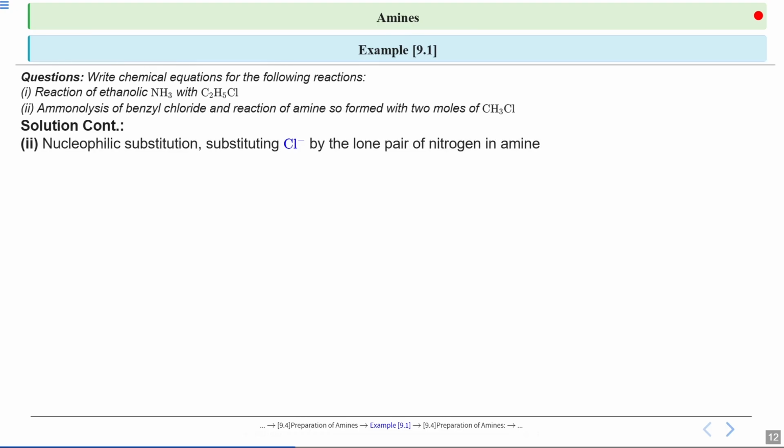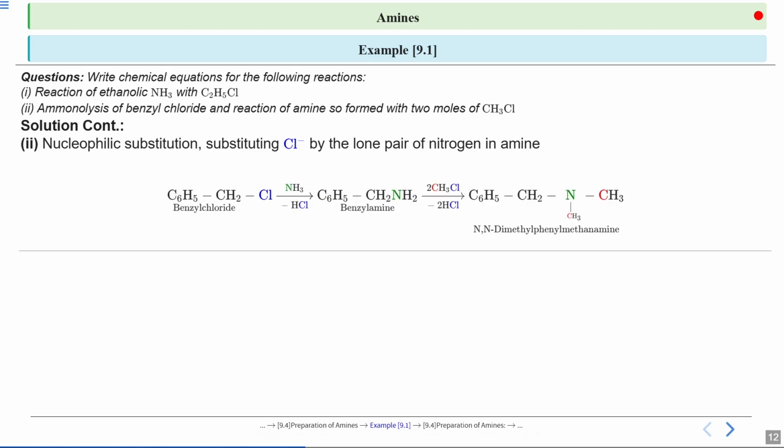Now we will see the second reaction. So this is also a nucleophilic substitution reaction, where the chlorine atom in benzyl chloride will be replaced by the nitrogen atom from ammonia. So you have to notice that the lone pair on nitrogen attacks the carbon which is attached to chlorine, which leads to the formation of benzylamine.